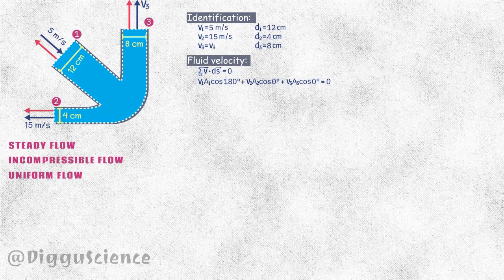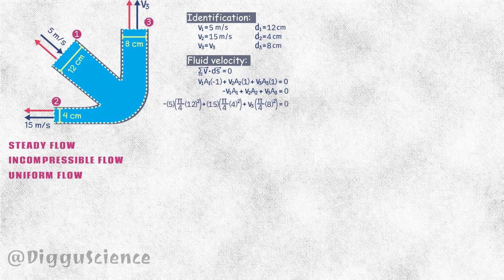Because the directions of v1 and a1 are opposite each other. Meanwhile, v2 and a2 are in the same direction. Likewise, v3 and a3 are unidirectional. The value of cosine 180 is -1, and cosine 0 is 1. Minus v1a1, plus v2a2, plus v3a3 equals 0.